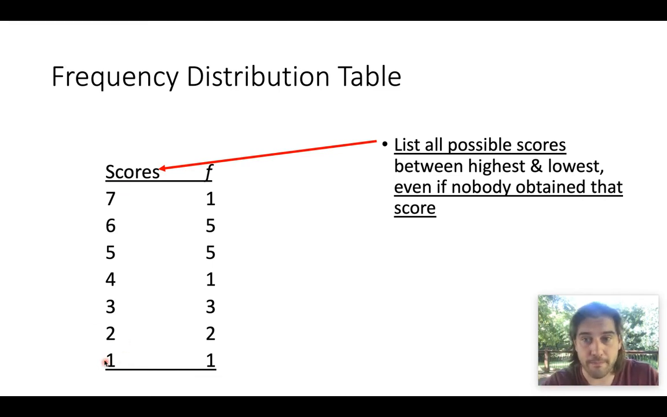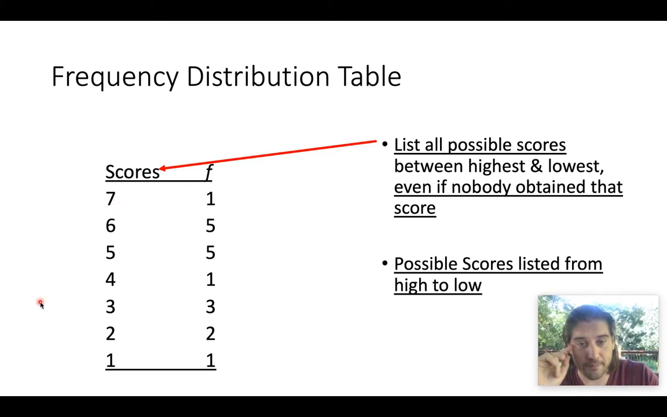So that's step one. We list all possible scores from the highest to the lowest, even if no one obtained that score. Really important here to list them from high to low. That's going to be important for some things we do later. You do not want it to be low to high.